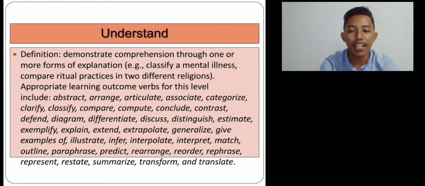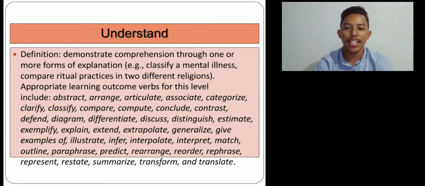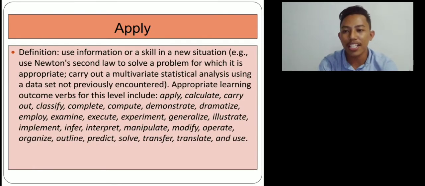So in this level, the student should be able to demonstrate comprehension. So they will further explain because they already understand the subject. The next one is the apply. So the apply, the student can use information or a skill in a new situation. So example, use Newton's second law to solve a problem for which it is appropriate.